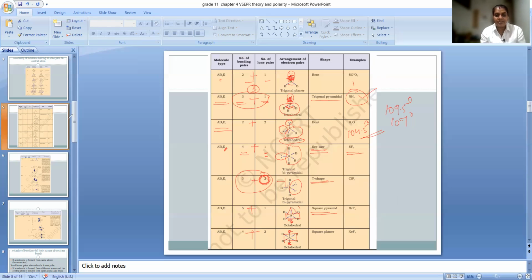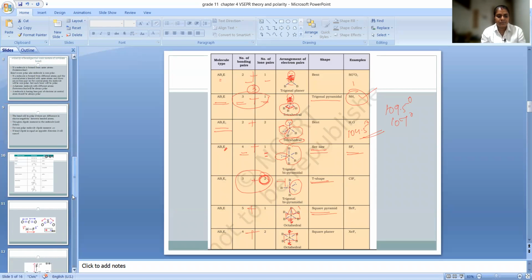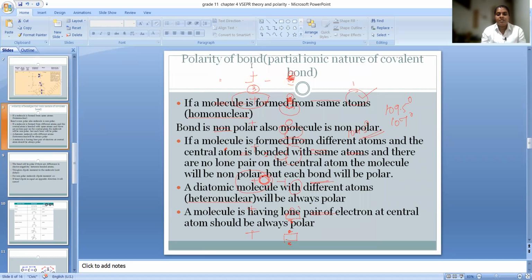Okay, now let us see the polarity of the molecule. So we already know that a covalent bond is not completely pure covalent. It has some ionic character. Just like that, an ionic bond also has some covalent character. So first we can see the partial ionic nature of a covalent bond, the polarity of a bond.